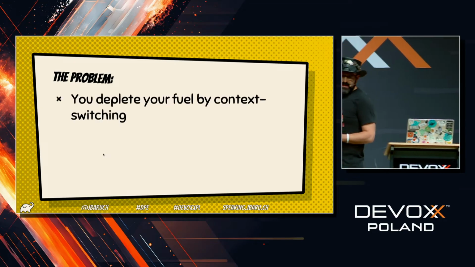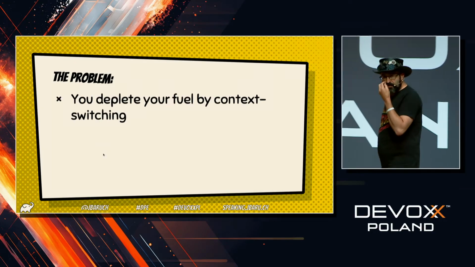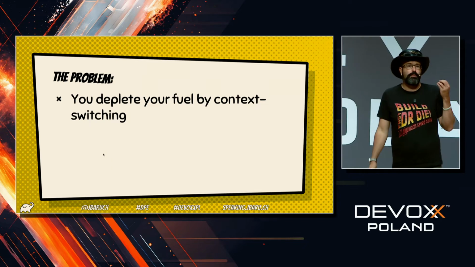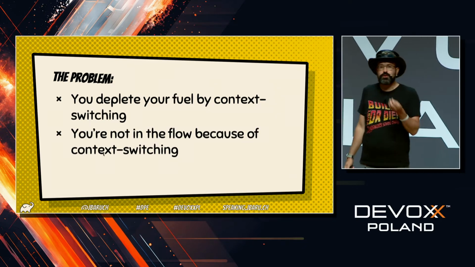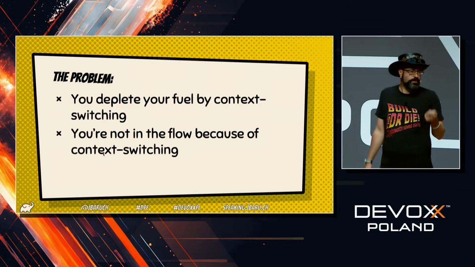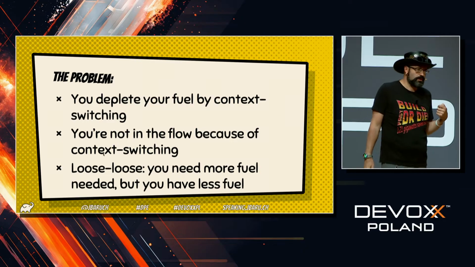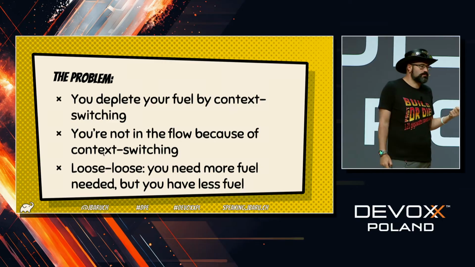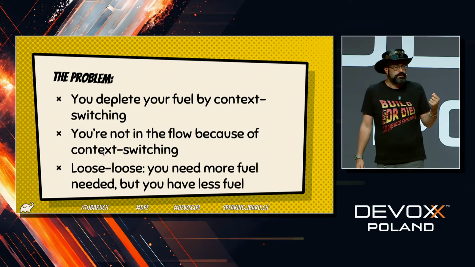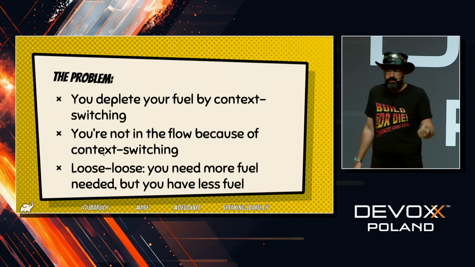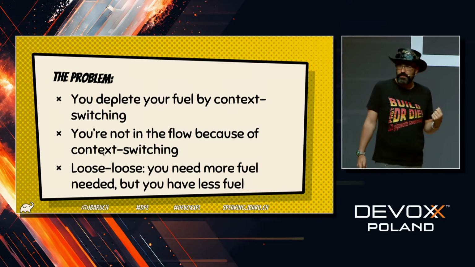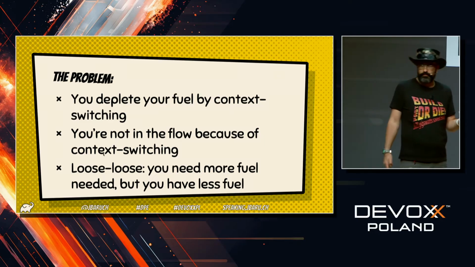The problem is, we deplete our fuel by context switching. And we also cannot concentrate and get to the flow because of context switching. So this is a lose-lose. Because we need more fuel if we are not in the flow, but we actually have less fuel because we are context switching.